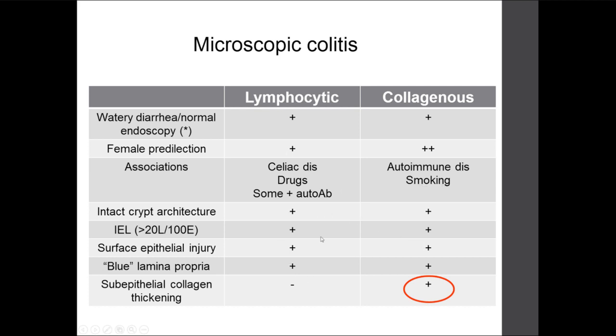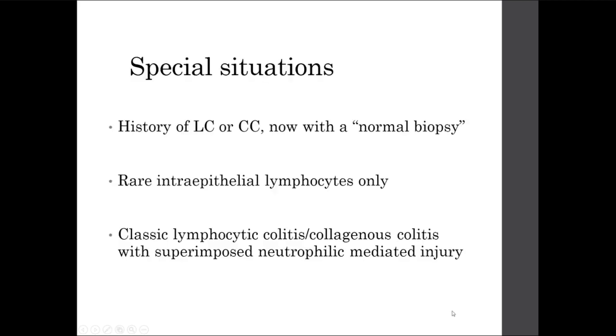Based on the histologic findings, there's a significant overlap between lymphocytic and collagenous colitis in terms of the intact architecture, increased intraepithelial lymphocytosis, surface epithelial injury, and blue lamina propria. But what defines collagenous is that subepithelial collagen thickening, right? I want to touch base on these specific situations that many times cause confusion, and this is more from experience on what we do here with these cases.